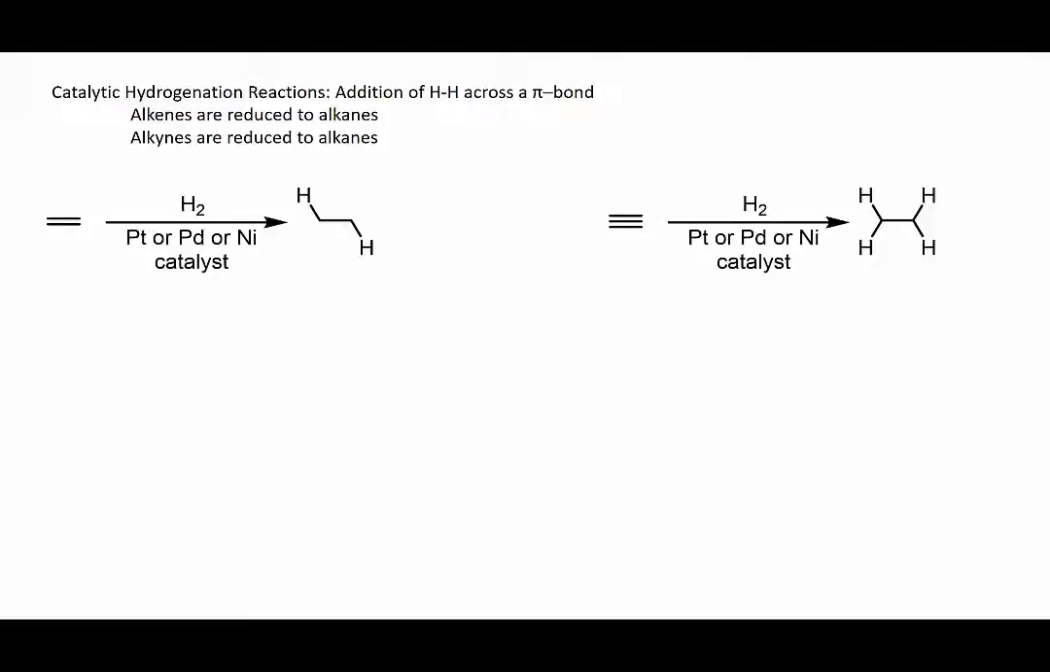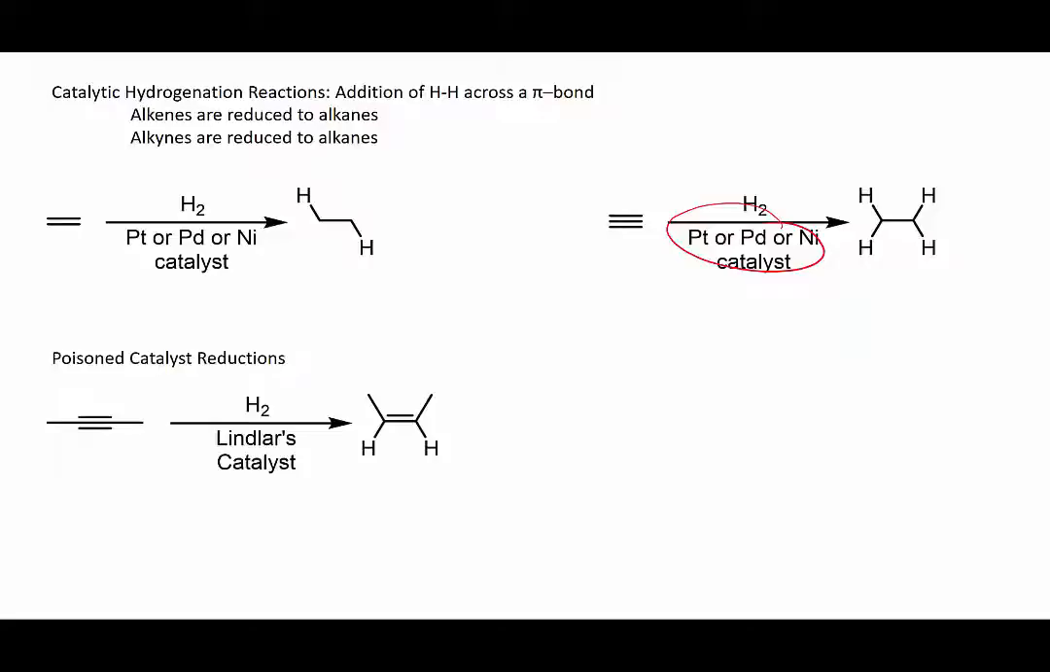Well, what we can do is we can take this metal catalyst and we can poison the catalyst and make it less reactive. One example of that is Lindlar's catalyst. When we use Lindlar's catalyst, it's very similar to a catalytic hydrogenation, and we will take an alkyne and we will end up generating a cis alkene. Notice these two methyl groups are on the same face.